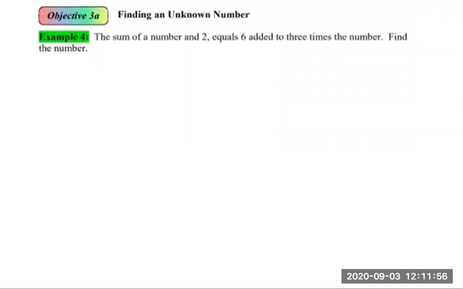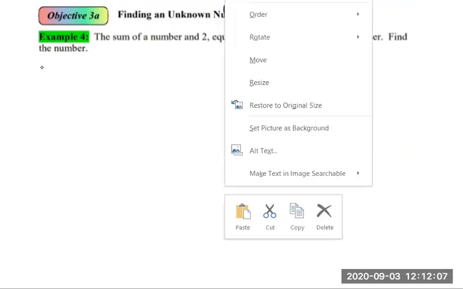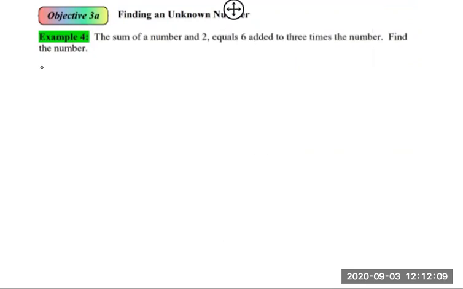Objective 3A, finding an unknown number. It says the sum of a number and two equals 6 added to 3 times the number. Find the number. Our first step when we're doing this, again, we want to translate this to algebra and have algebra solve it. So step one, what are you looking for? This is kind of obvious, usually right at the end. It says find a number. So we're going to let x equal a number.